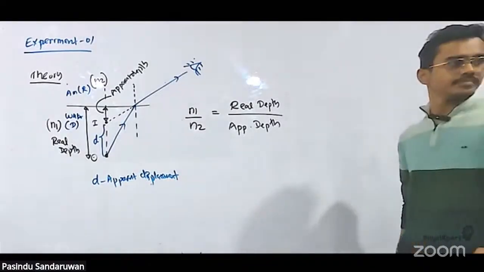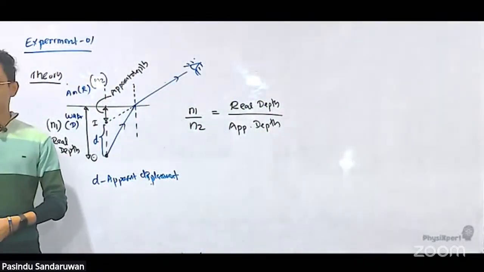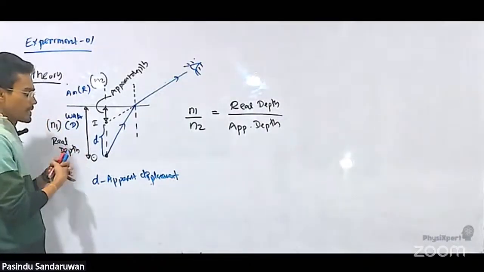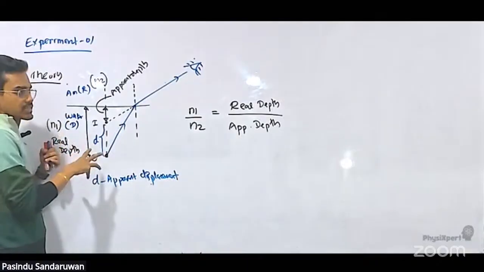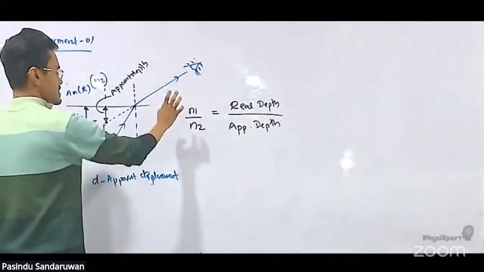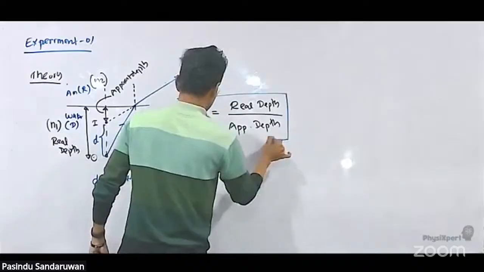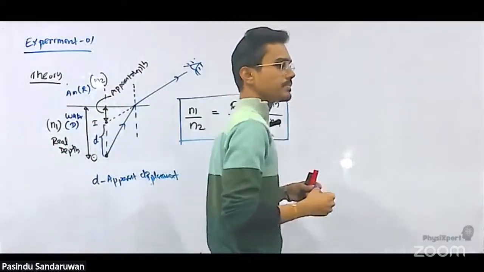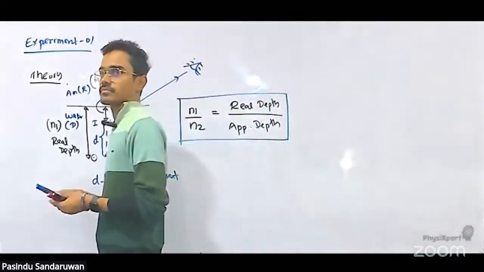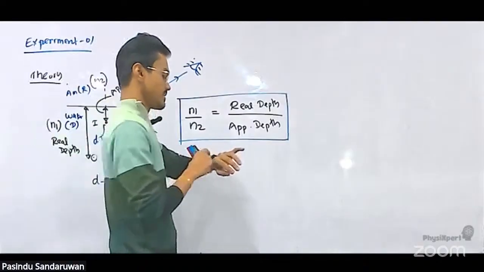Finish. This is the respective theory. This is how the apparent displacement and the apparent depth occur. Using this, we have proved this equation. For now, this is the only thing needed: N1 over N2 is real depth over apparent depth. Now we have a lot to discuss today.